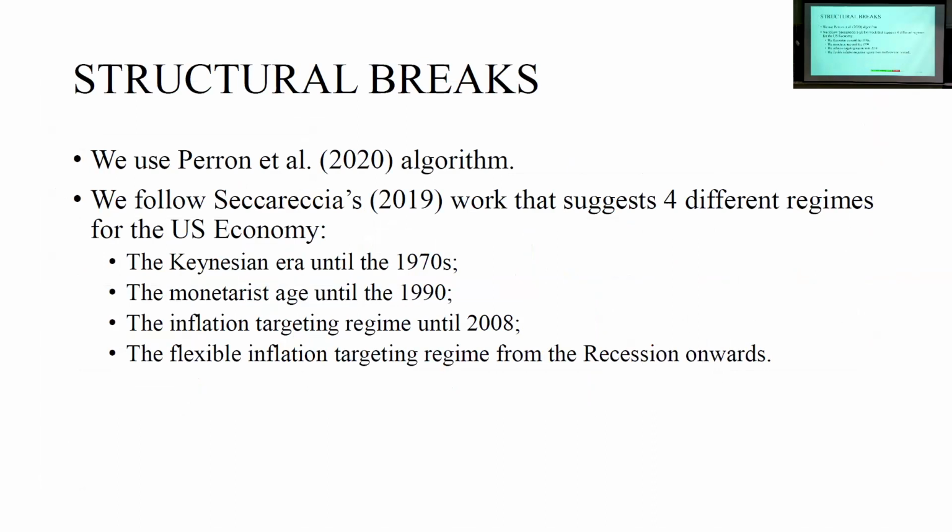And before the VAR model, we just pause to have a dialogue with the literature on the Pasinetti Index. We test for structural breaks in mean and variance. Basically to have a conversation with Seccareccia's paper in which he suggests four different regimes for the US economy. And among the many variables he uses for explaining these regimes, one of them is the Pasinetti Index. And he identifies four different regimes.